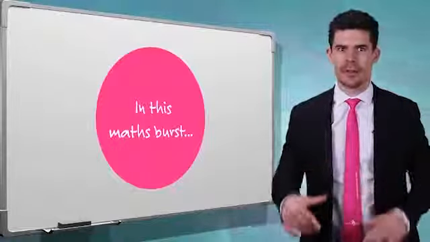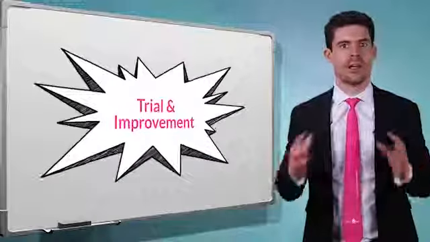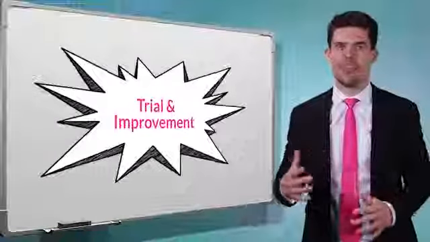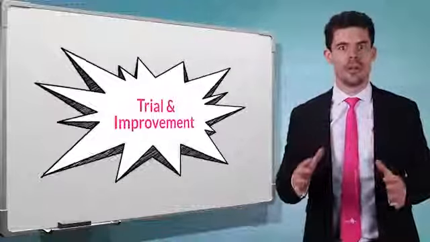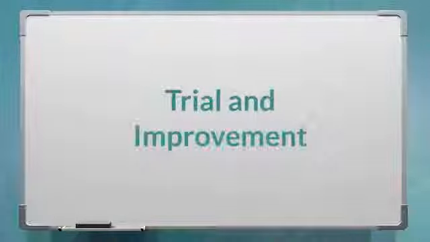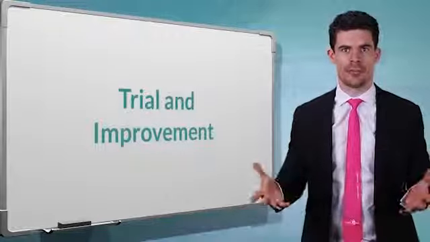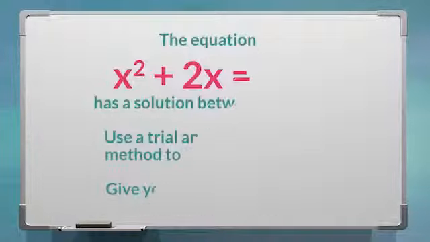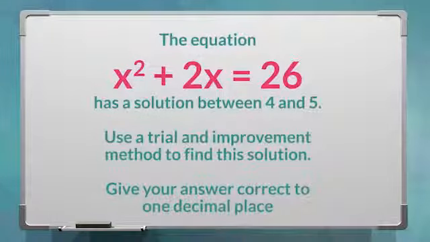In this maths burst, we will be looking at something called trial and improvement. This is worth big marks in the exam, but luckily you will always have your calculator available to help you out with the sums. You can use trial and improvement to help you when faced with a tricky equation, such as the equation x squared plus 2x equals 26 has a solution between 4 and 5.